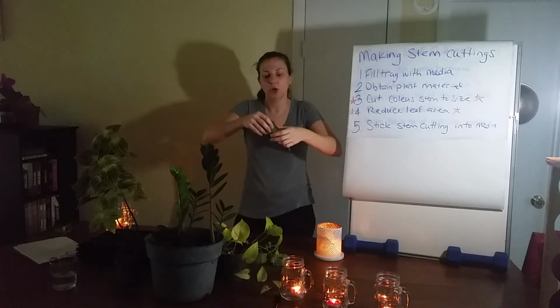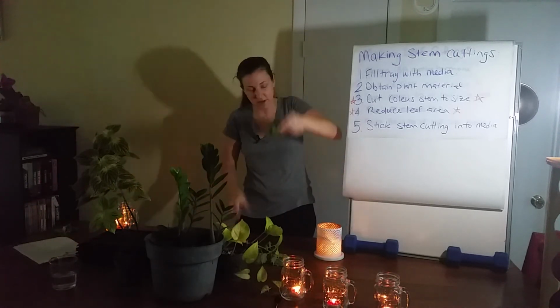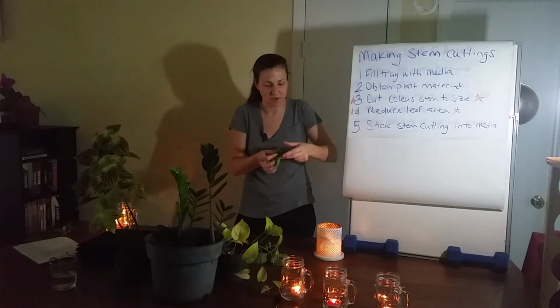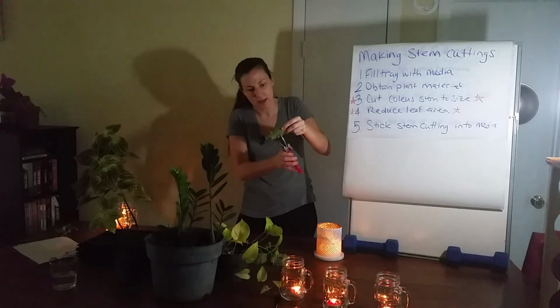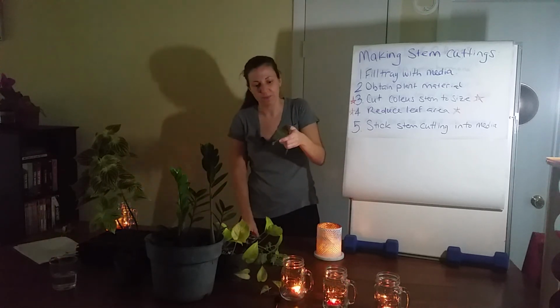Next, we're going to go ahead and reduce these leaves. I like to just pinch them together. It's easy when you've got 2 leaves per node there. So I'm going to go ahead and just put them together and then slice them in half. And so now we've got half of the leaf area.